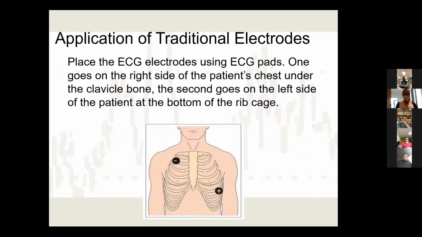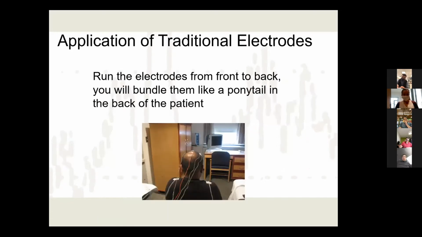And then your 2 ECG pads, you place the one on the right up here below your clavicle, and then the one on the left down here near the bottom of your rib cage. So that's the placement of all of the 14 electrodes.